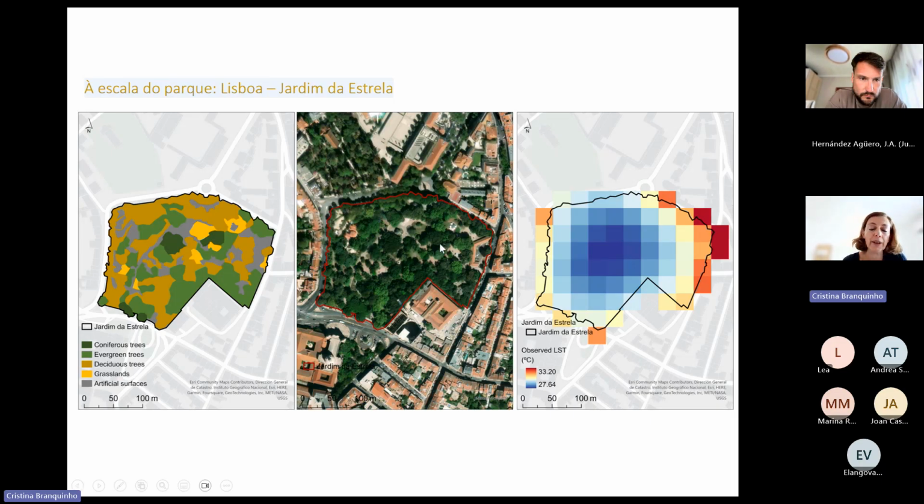So as you can see, it's a very dense garden with evergreen, coniferous, deciduous trees, and so a very diverse number of trees. It's a very old garden. And if you look at the land surface temperature, you can see that it's much smaller, close to the centroid of the park.